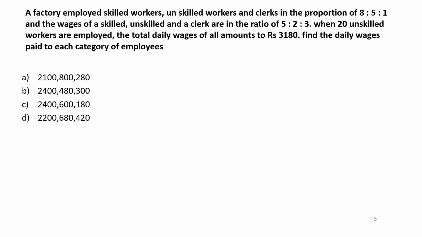The first question in this session: a factory employed skilled workers, unskilled workers and clerks in the ratio of 8 is to 5 is to 1. And the wages of skilled workers, unskilled workers and the clerk are in the ratio of 5 is to 2 is to 3. When 20 unskilled workers are employed, the total daily wage of all amounts to rupees 3180. Find the daily wages paid to each category of employees. This is the first question in this session. Please read the question.